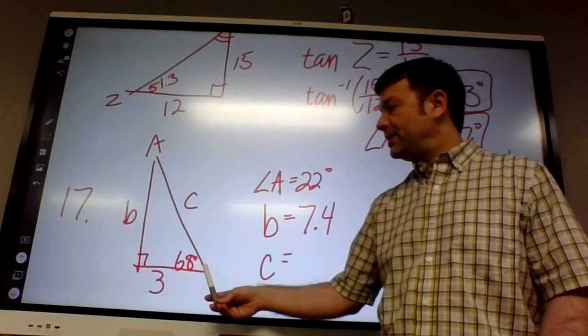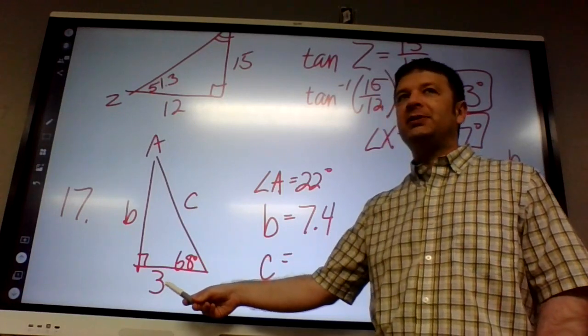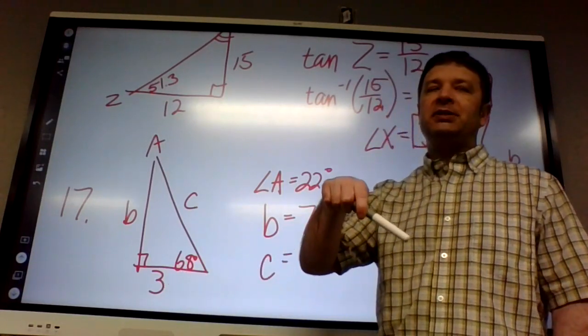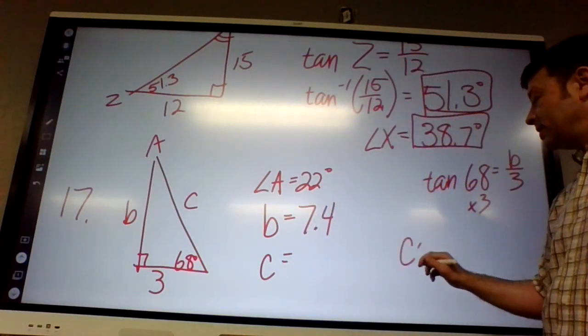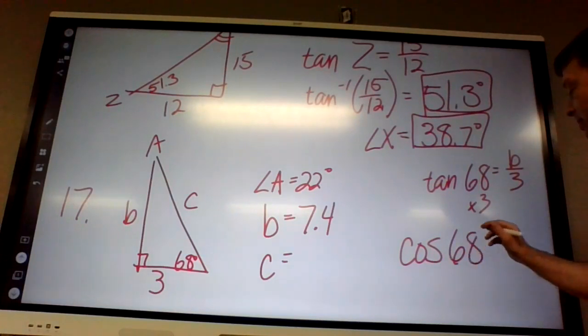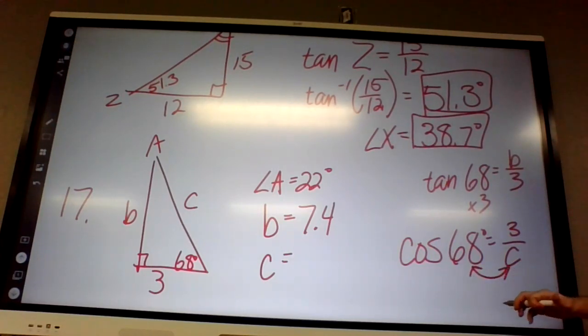So relative to 68 degrees, C is the what side? Hypotenuse. 3 is still the adjacent. That makes adjacent hypotenuse, cosine. Cosine of 68 equals adjacent over hypotenuse. C is in the denominator. Therefore, we're going to be dividing. C equals 3 divided by cosine of 68. 8.0.